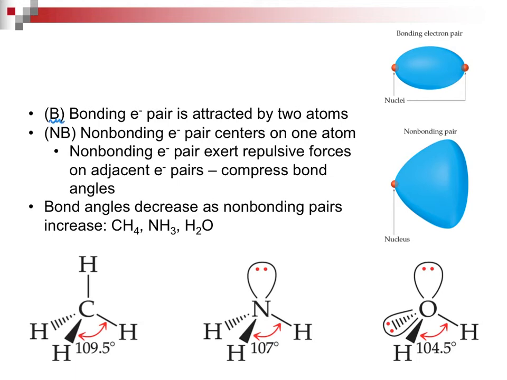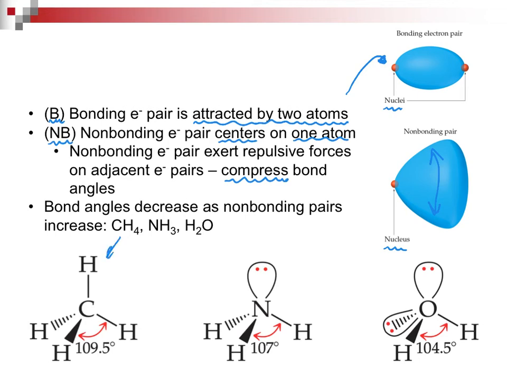When we talk about a bonding electron pair, it's going to be attracted by 2 atoms. And there we have an artist's rendition of a bonding electron pair. You see the nuclei, and the blue in between is the area where the bond forms. But what about if we have a non-bonding electron pair? Well, that's going to center on only one atom. So all they drew in was a nucleus, and notice how much more space it takes up. So whenever I have a non-bonding electron pair, they are going to compress the bond angles.